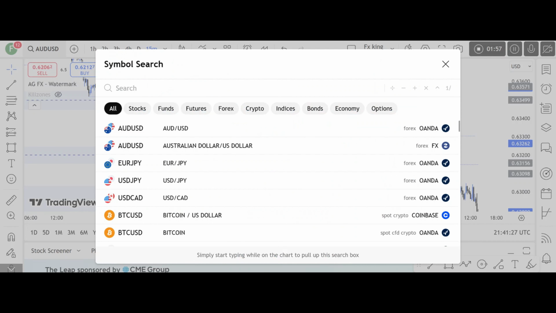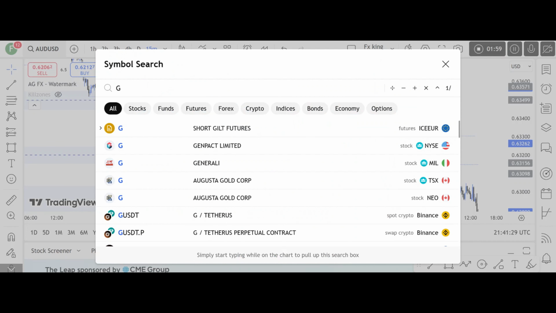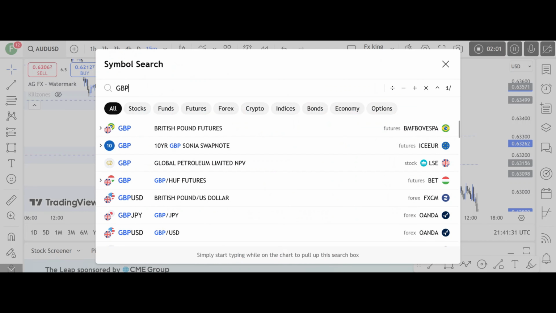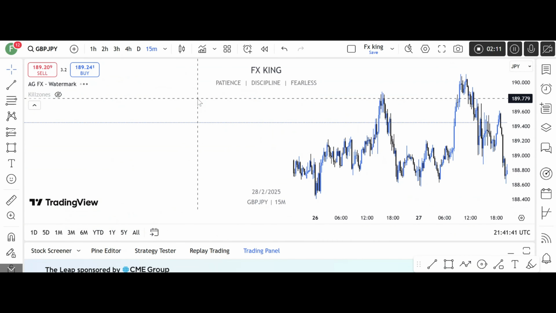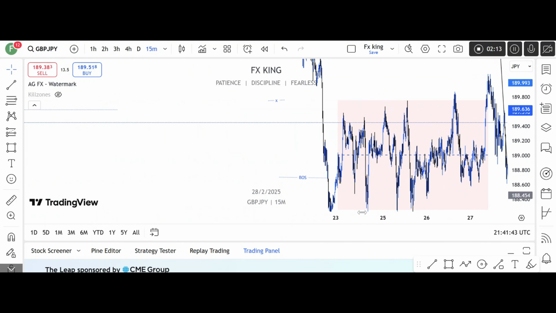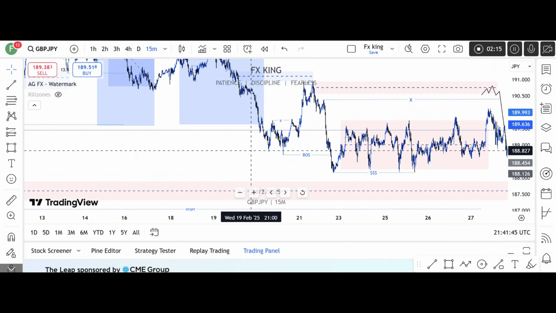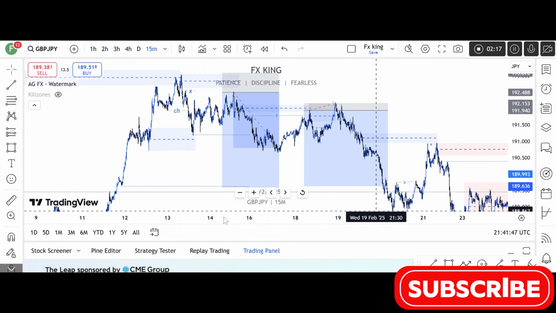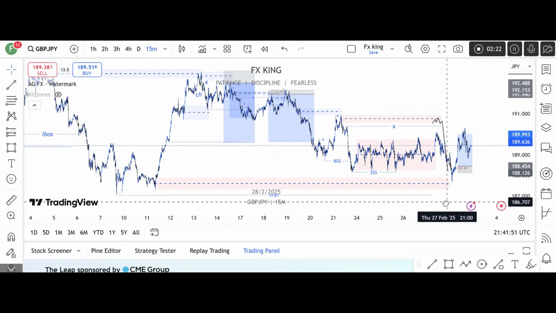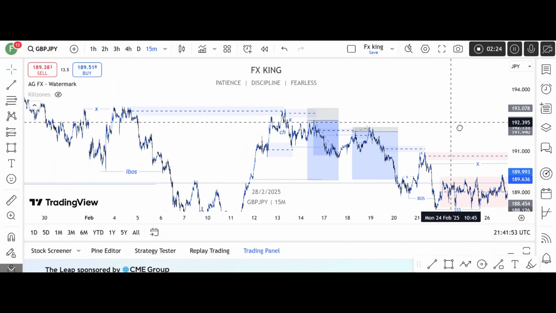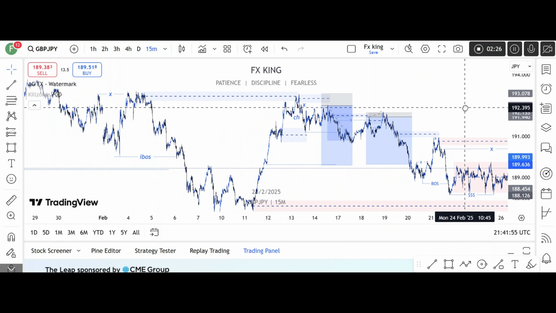If you go to Great Britain Pound JPY, you are going to see literally the same thing, right? If you focus here, you are going to see multiple trades. These are all market structure. So it doesn't matter the strategy you trade, you are going to be very good at that strategy if you master market structure.